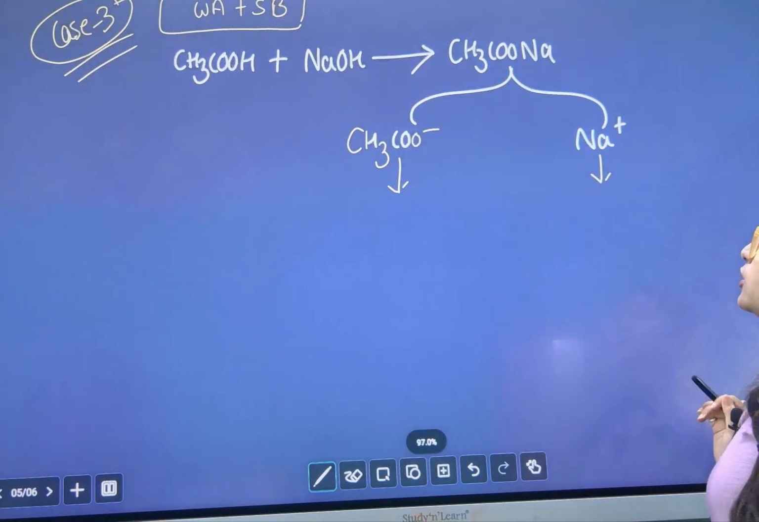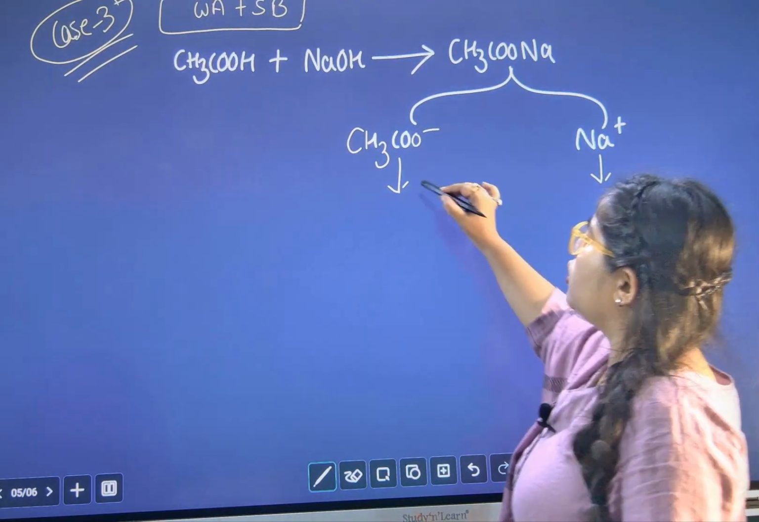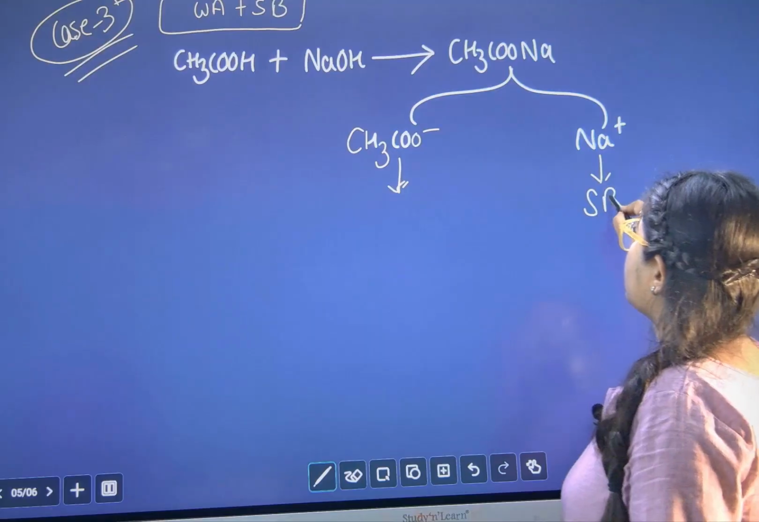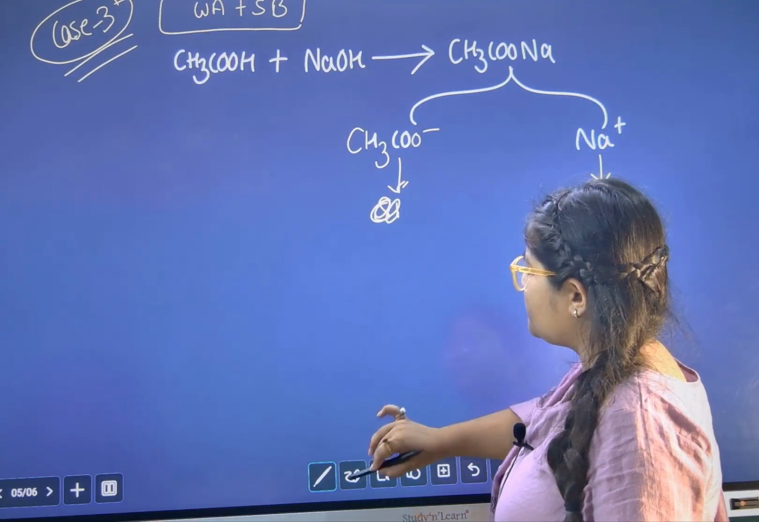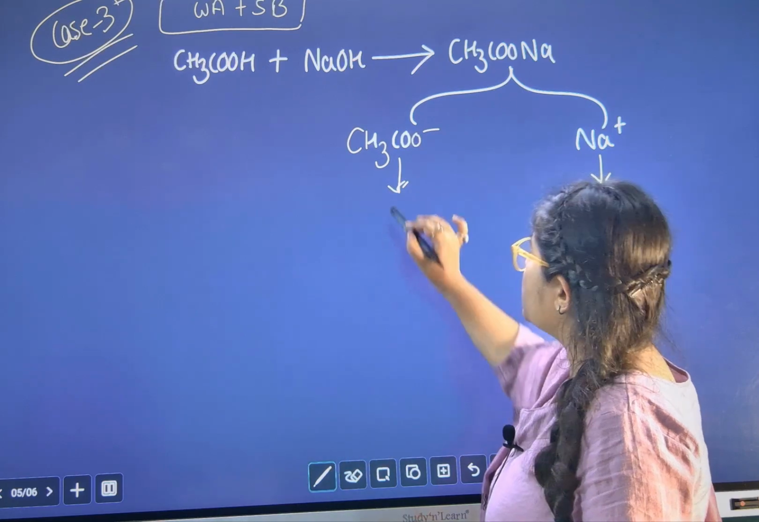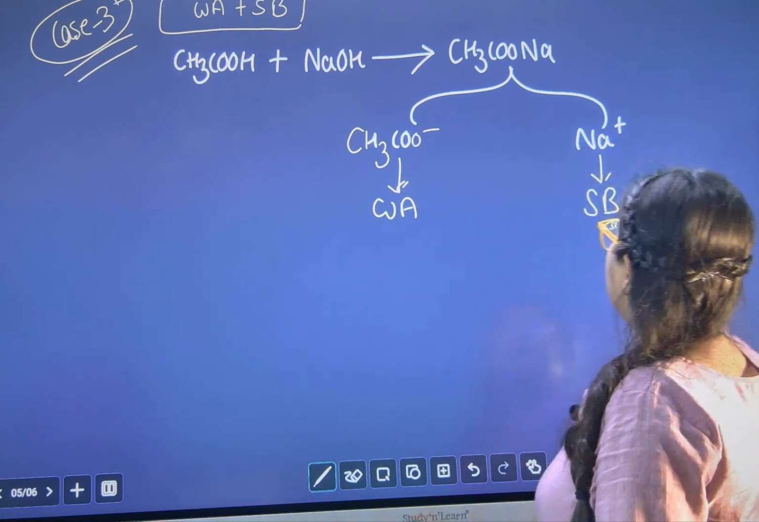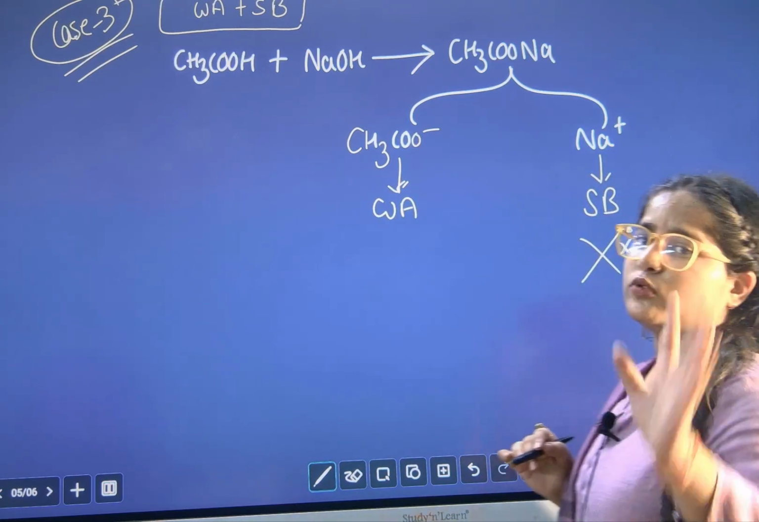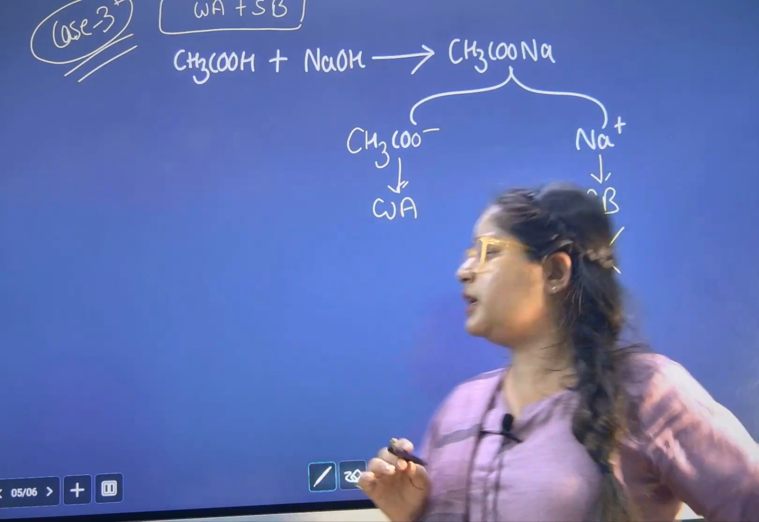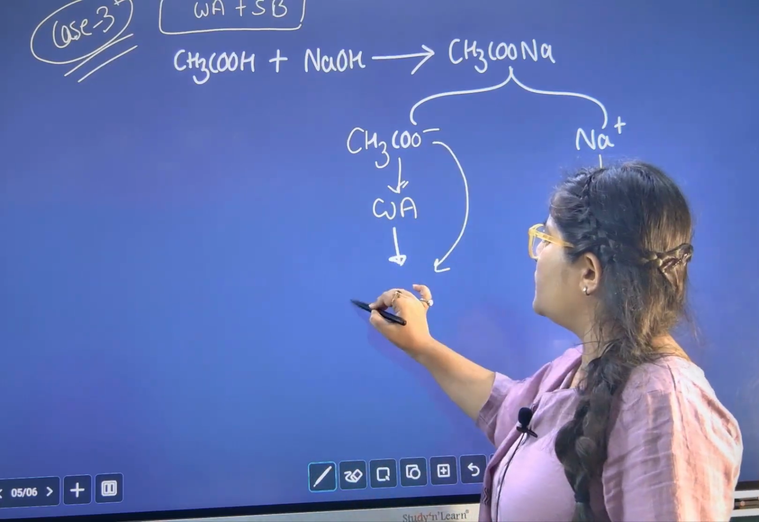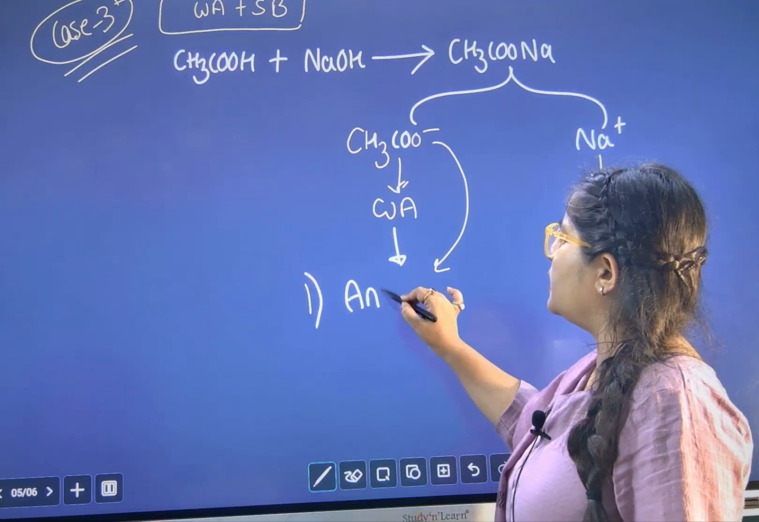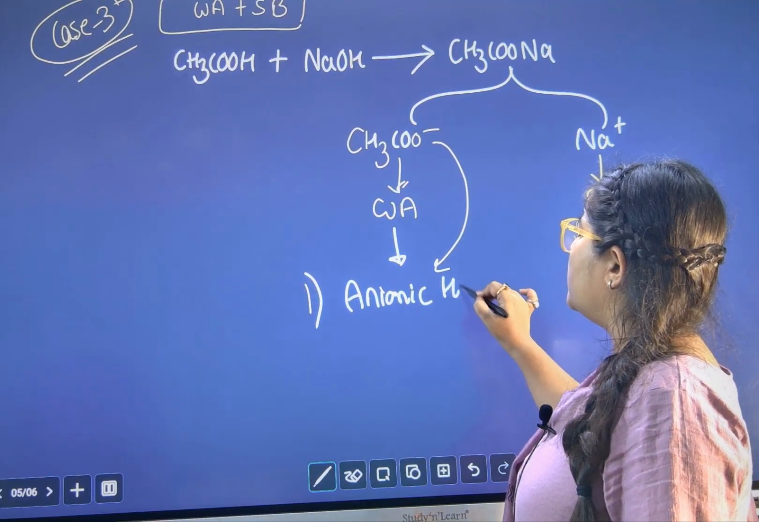So CH3COO minus and Na plus. Na plus is coming from strong base, CH3COO minus is coming from our weak acid. I have told you strong acid, strong base do not undergo hydrolysis, reason already clear. Weak acid will undergo hydrolysis. It is an anion, so which hydrolysis? It will undergo anionic hydrolysis.